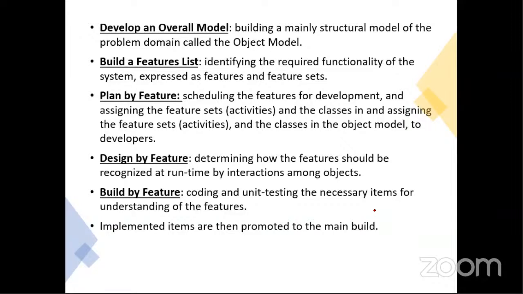Design by the feature. Based on the planning, determining how the features should be realized at runtime by the interaction among the different objects. So designing takes place on the features that have been planned. Build by the feature. Coding and unit testing are necessary items for implementing these features. So building is nothing but my coding and testing phase. Implemented items are then promoted to the main build.